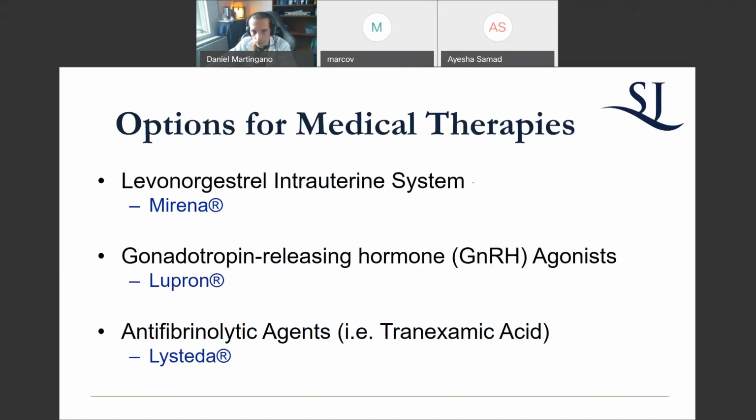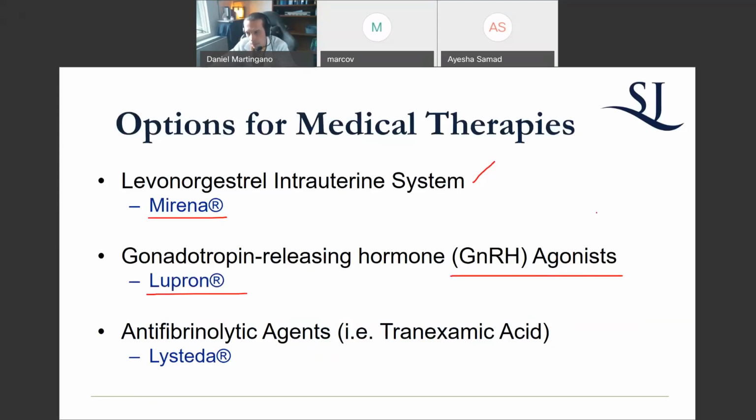You have your levonorgestrel IUD, trade name Mirena, but there's actually a bunch of others like Skyla and Liletta these days. You have your GnRH agonists, which is mainly brand name Lupron. Now keep in mind, agonists and antagonists. So GnRH agonists are a class of medicine that was always used.